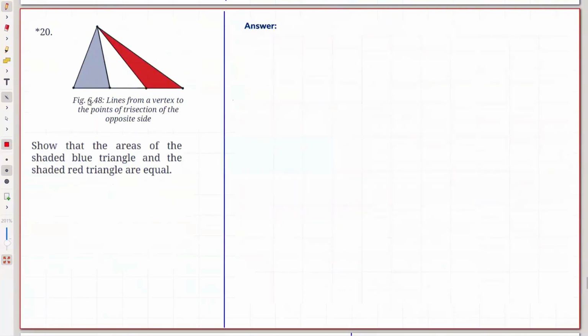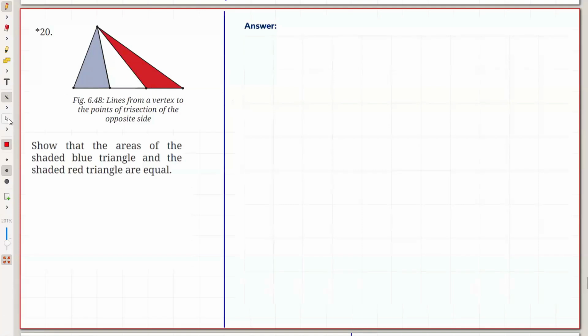Question number 20. Show that the area of the shaded blue triangle and the shaded red triangle are equal. So the blue area and red area are equal, and we have to prove it. Actually this is the vertex. By seeing this figure, we can say 1, 2, 3. They have divided it into 3 triangles with equal area. This area and this area. We have to give the proof.